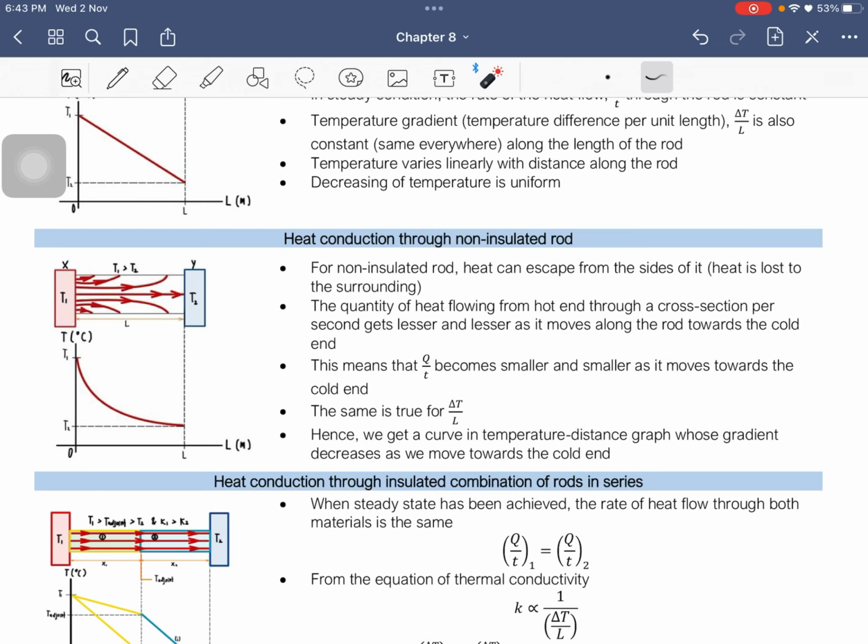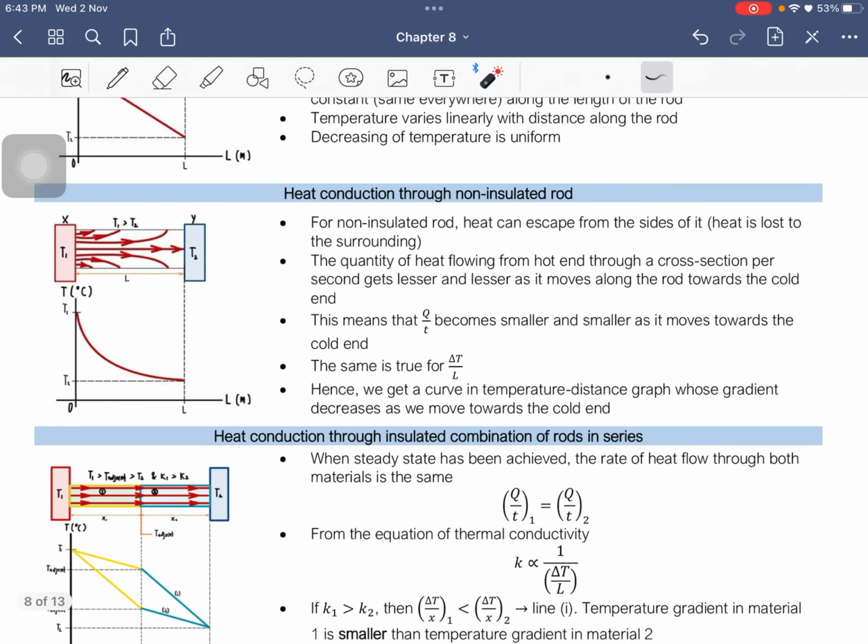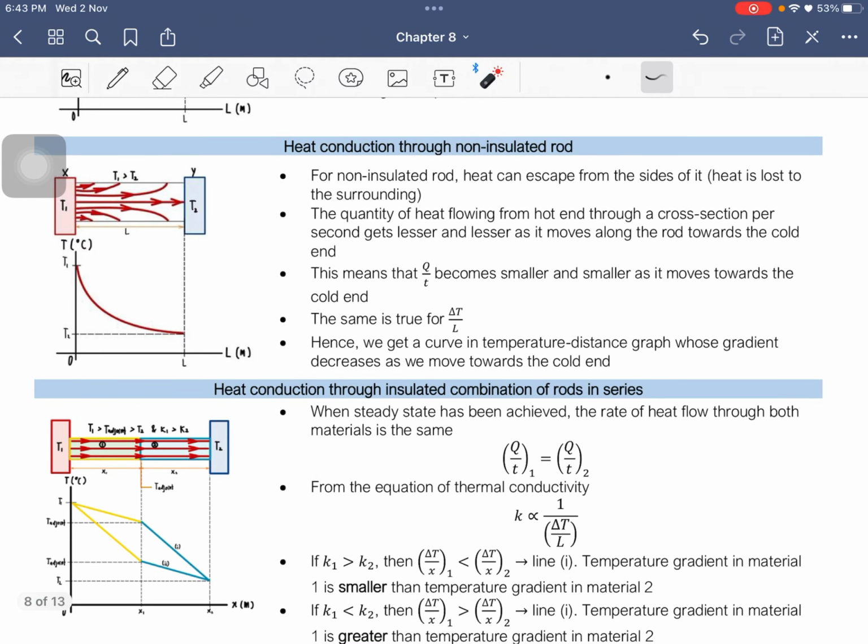Exponential graph. So this is a negative exponential graph. I don't know actually, whatever. So basically the graph is like that. The gradient decreases as we move towards the cold end here.